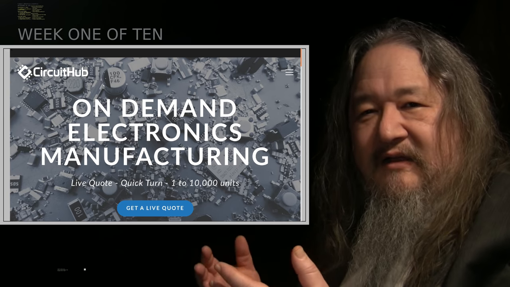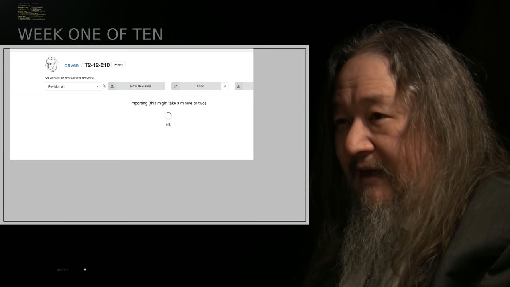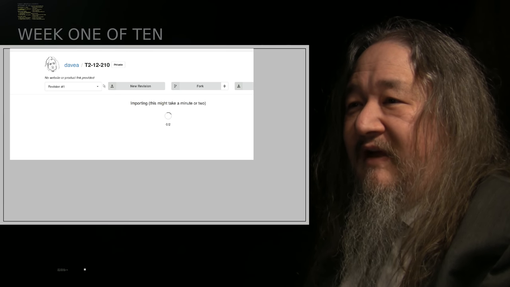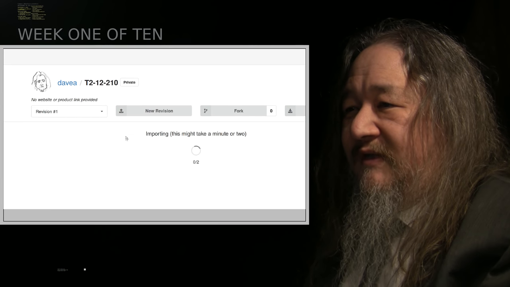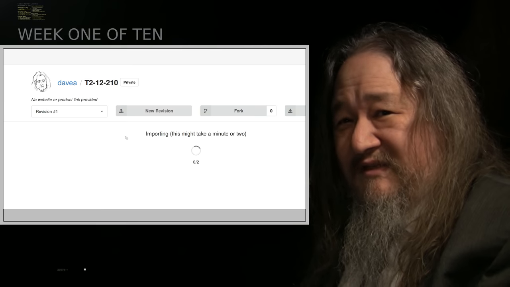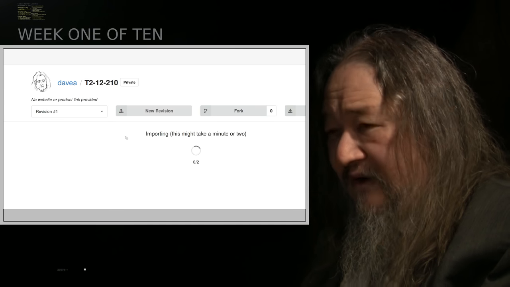That you upload your files, you do, well, we did, I did it. I uploaded my files, or I tried to, and I got this importing. This might take a minute or two, and in fact, it was taking like 20 minutes. It was taking like an hour.